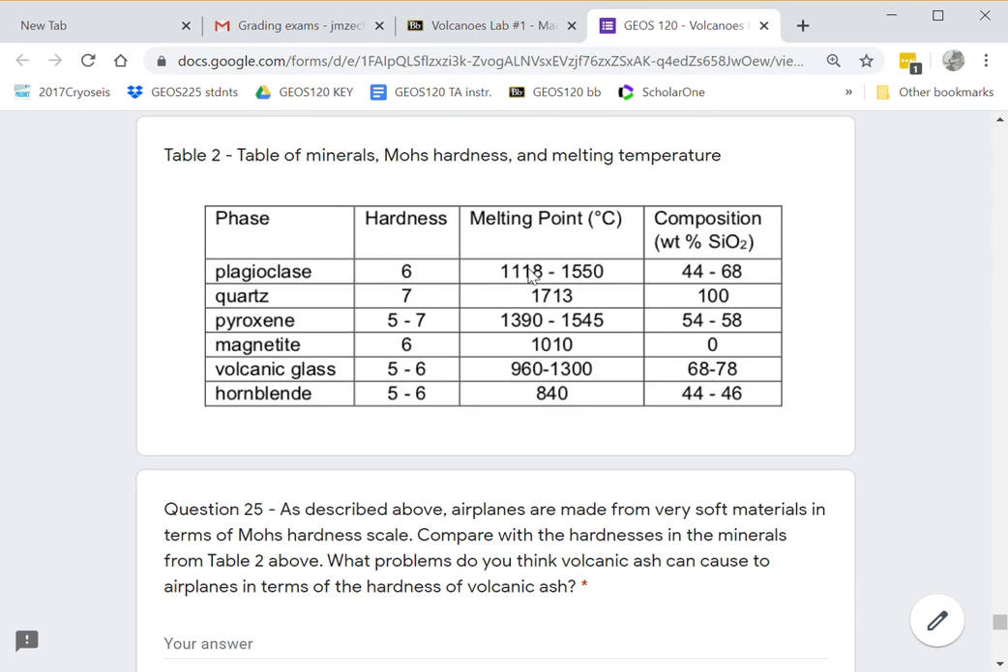Then it also shows you the melting point. So you're going to be asking yourself, can a jet engine melt plagioclase? Can it melt quartz? Can it melt magnetite? And what happens if it melts these minerals that are in the ash that are going through the engine?